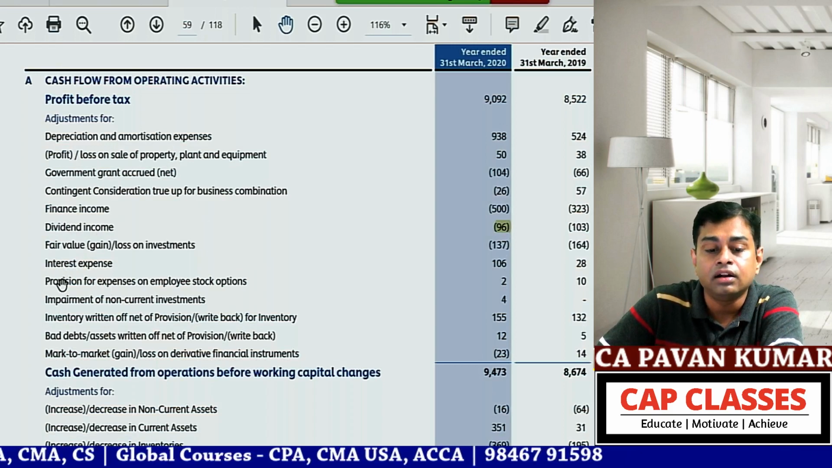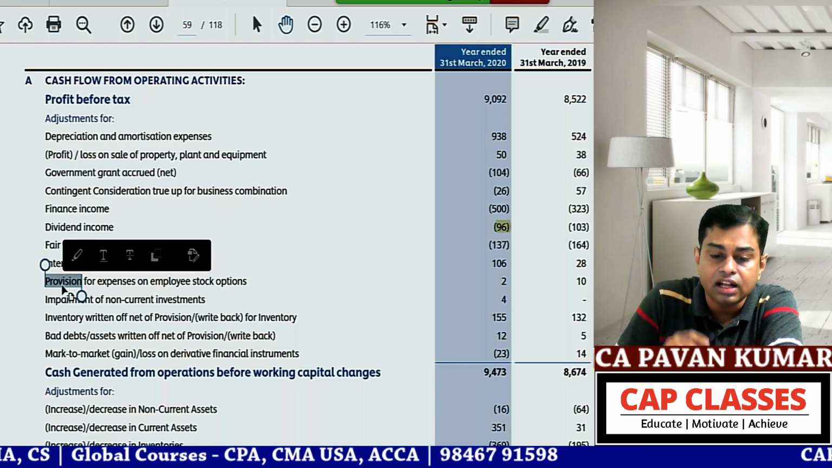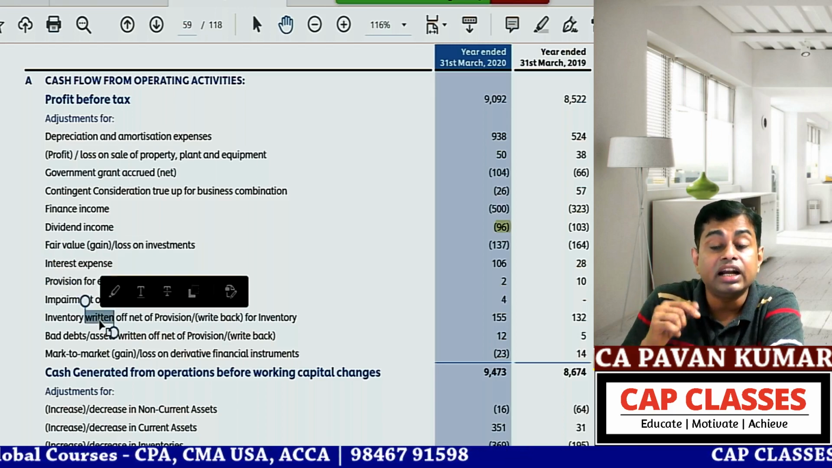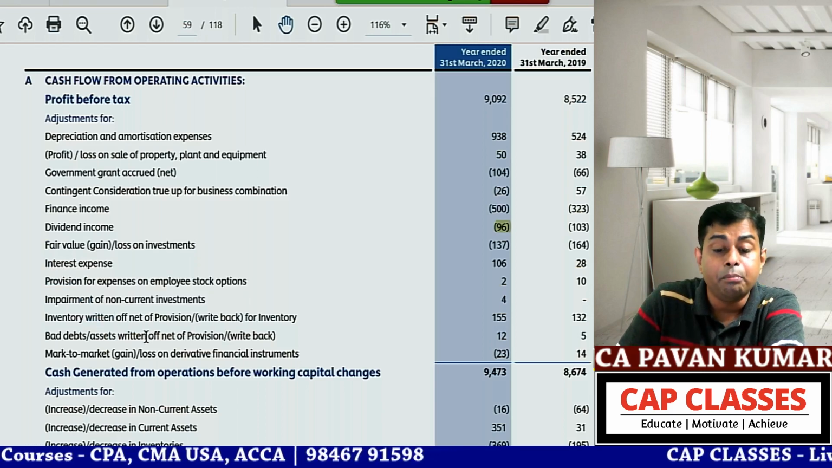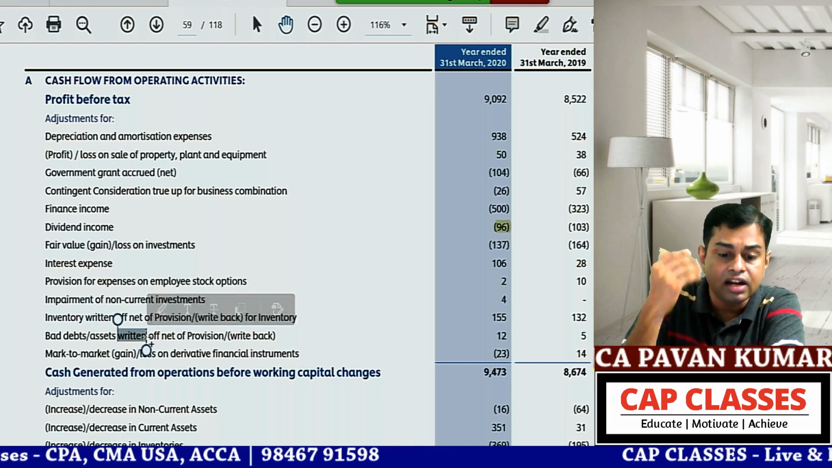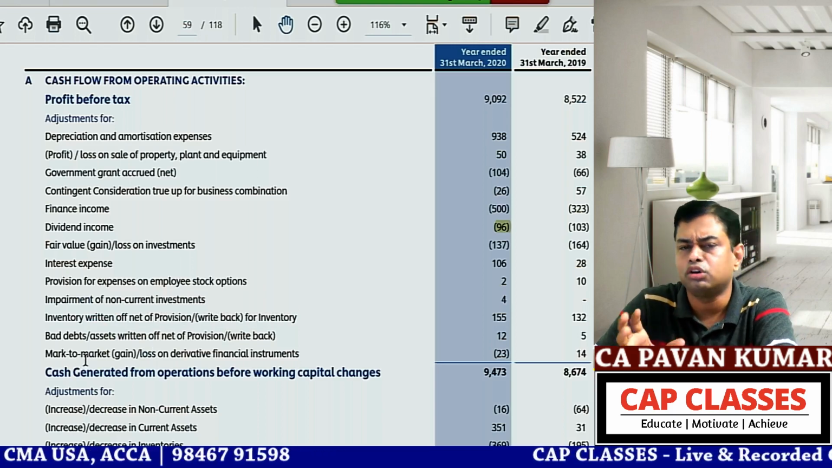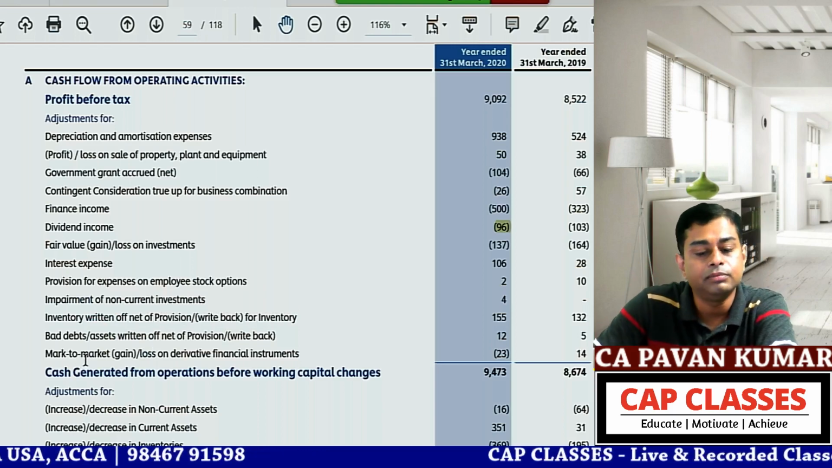Provision, non-cash moving, add it. Impairment, non-cash moving, add it. Inventory written off, non-cash moving, add it. Bad debts, non-cash moving, add it. Mark to market gain, fair value gain, add it, or subtract it, based on which side of the P&L it is coming.